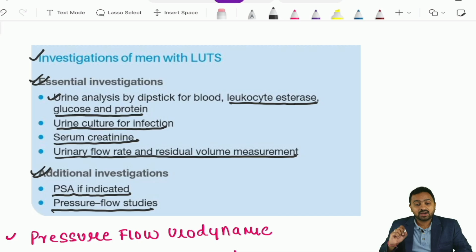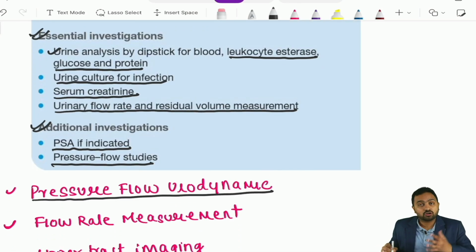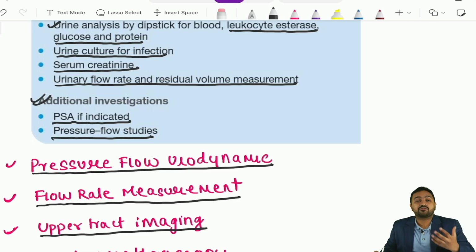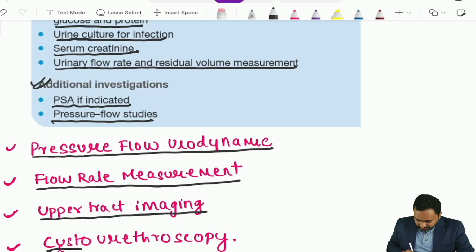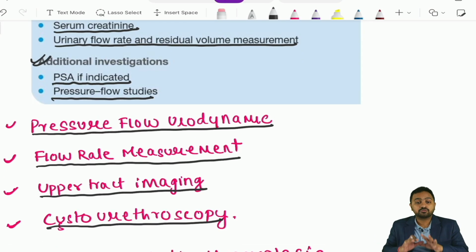Right. Now, regarding pressure flow urodynamic studies, these are done in order to definitively know the voiding pressure as we had discussed. Then there are urinary flow rate measurements, and upper tract imaging in the form of ultrasonography or a CT scan, and cystourethroscopy. So, these are a few of the important techniques used to assess lower urinary tract symptoms.